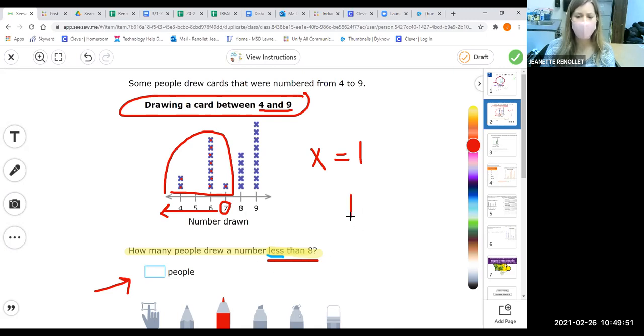So one person drew a card that was a 7 because there's 1 X over 7.